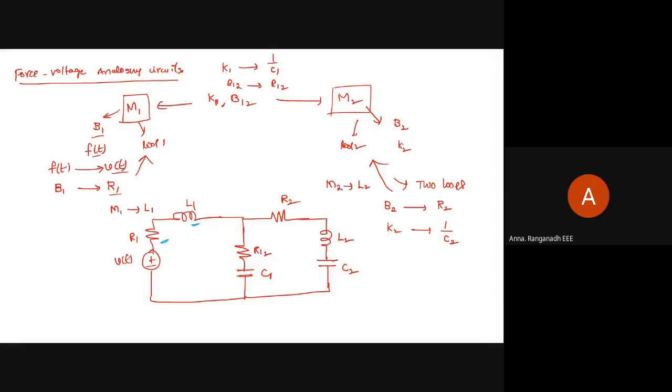Now similarly, coming to here, B2, K2: B2 is nothing but R2, K2 is another 1 by C2. These two are strictly spent for M2, so therefore it is M2. And these two elements, K1 and B1, are between the two nodes M1 and M2, that's why these two elements will be between the two loops. Once you draw this analogous circuit, you can apply KVL and find the loop equations. That is our next target. So up to now, any doubts? If it is clear, I will move forward.